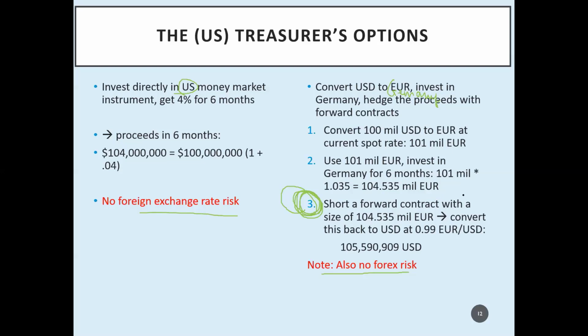Yeah. So the risk exposure here is that we have an investment that is denominated in a foreign currency, right? So this is our investment return after 6 months, okay? Now the risk exposure here is we don't want the euro to depreciate, because if it depreciates, that means when we convert this back into the USD, we will receive less USD, okay? Does that make sense?